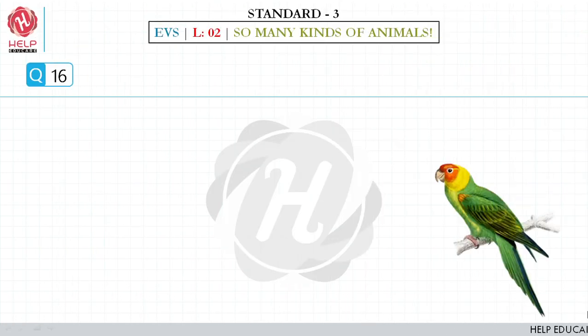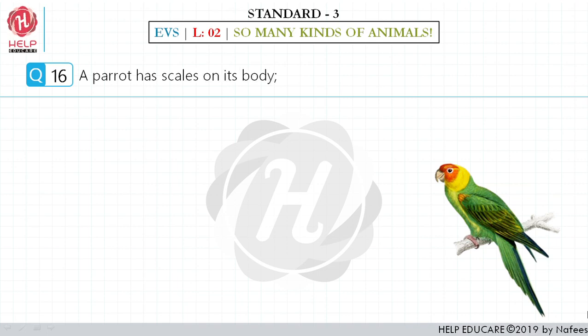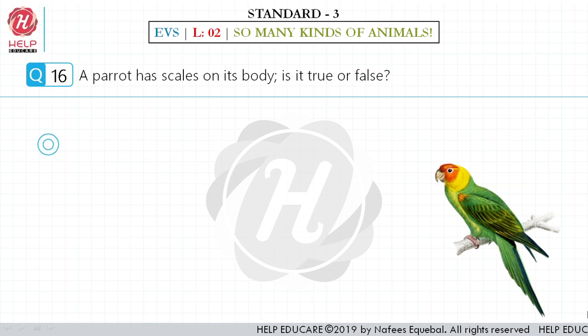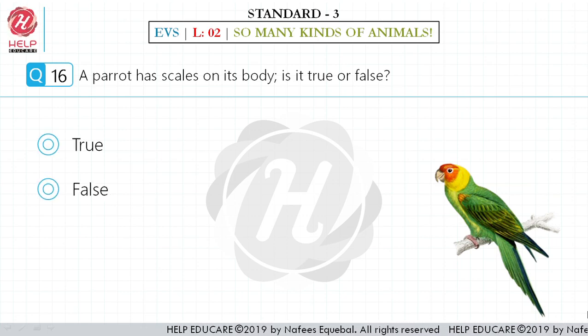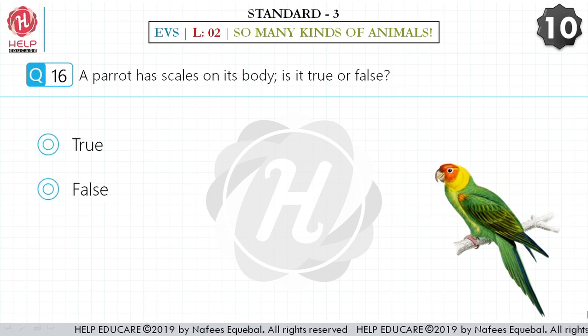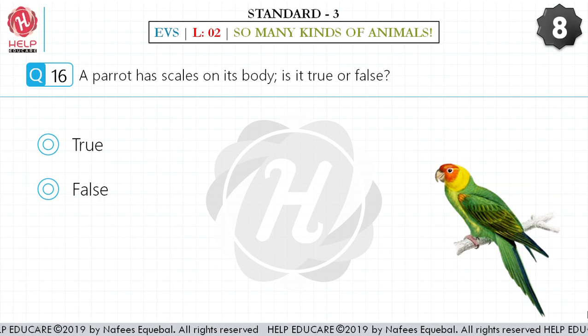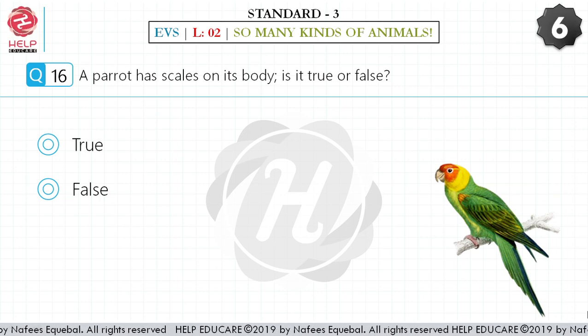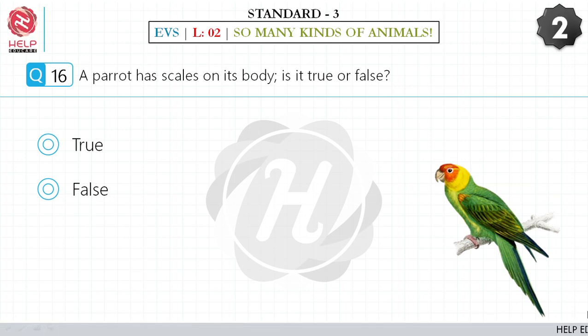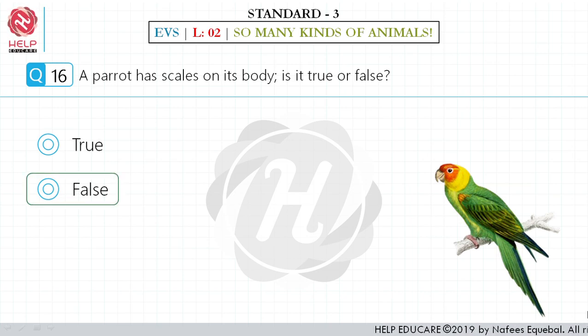Question number 16. A parrot has scales on its body. Is it true or false? First option, true. Second option, false. Your time starts now. Correct answer is false.